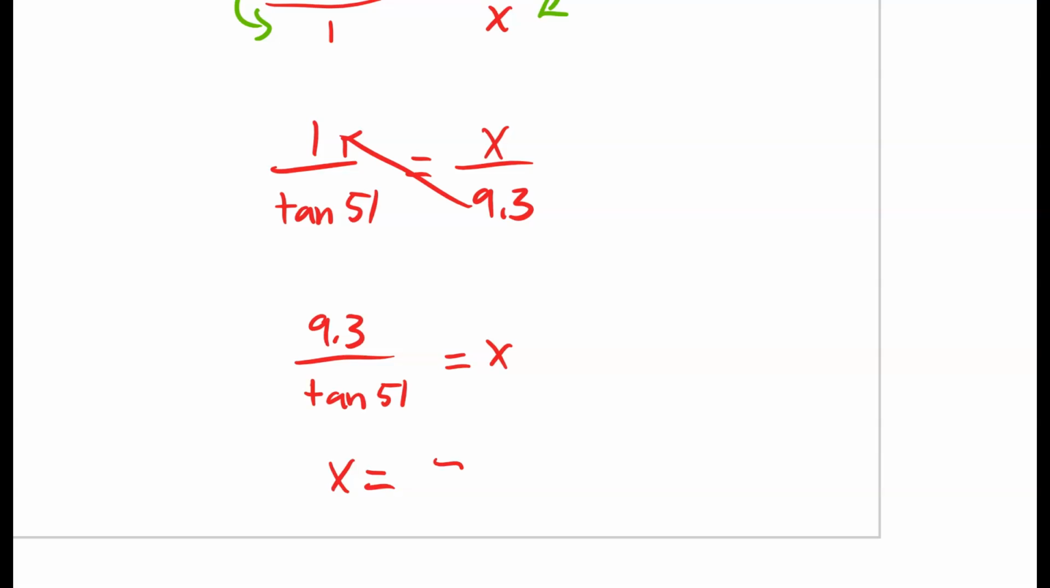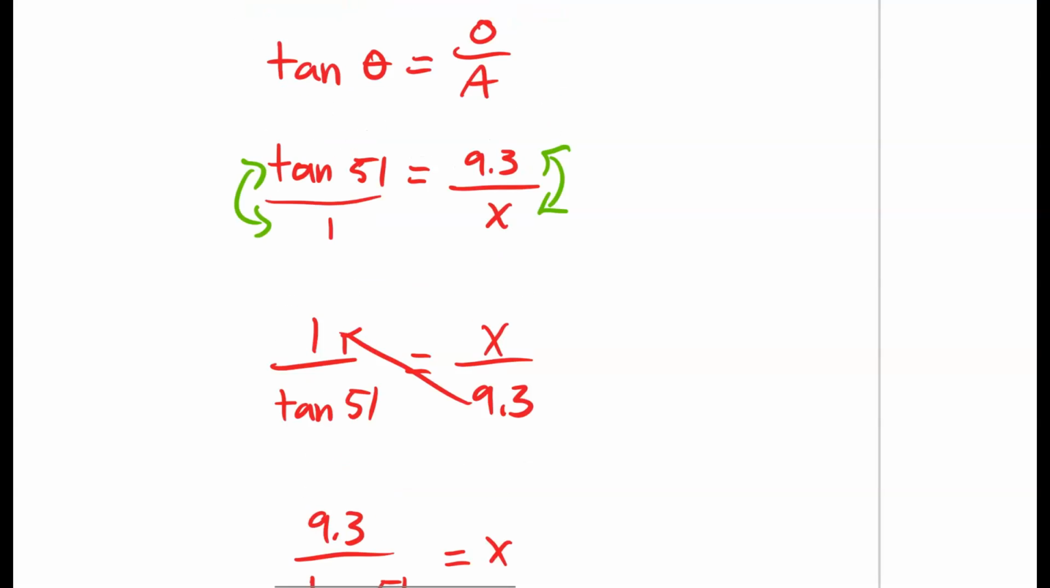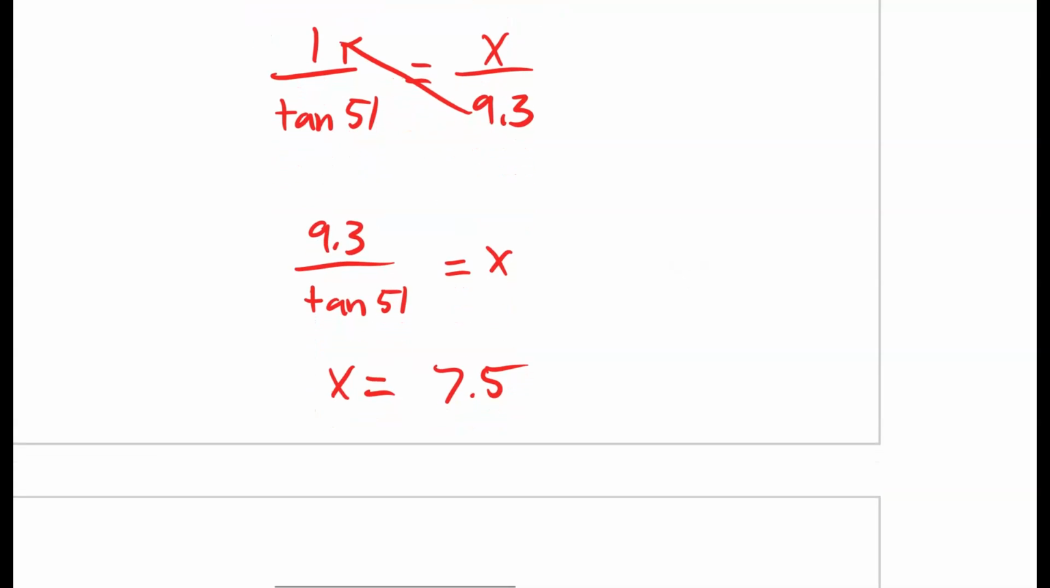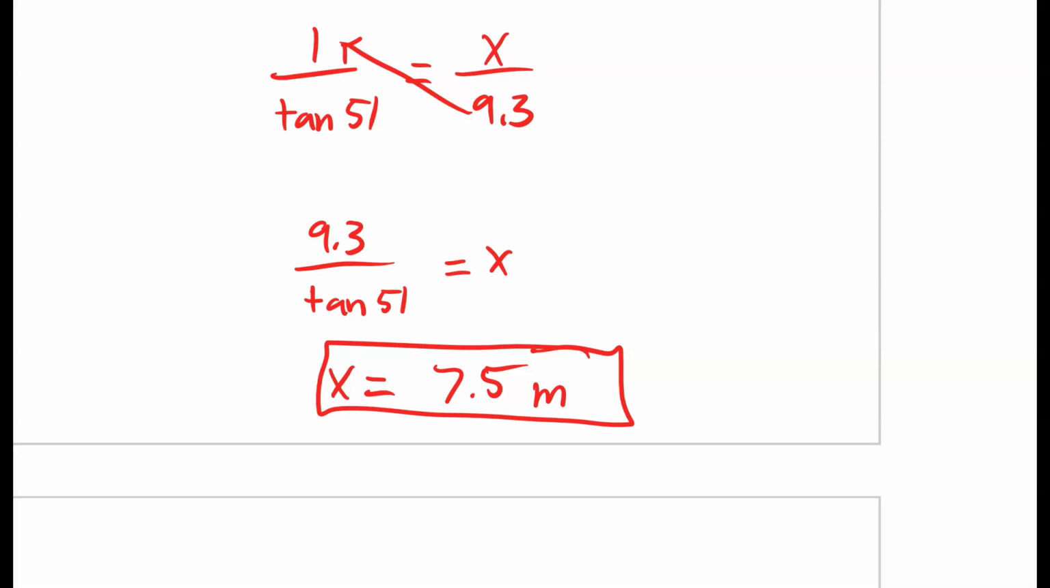Now if we do 9.3 divided by tan 51, we're going to find out that x is equal to 7.5, and we look up again for a unit, and it's going to be meters. So we have 7.5 meters as our final answer for x here.